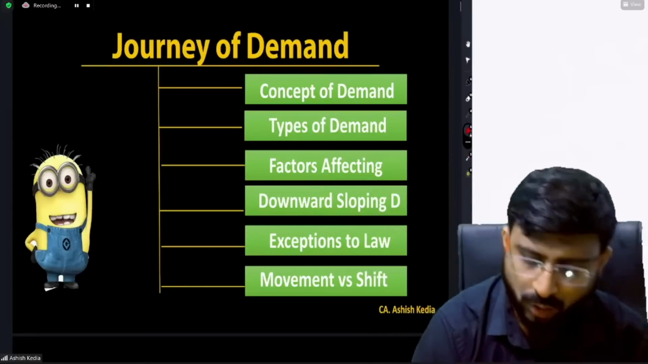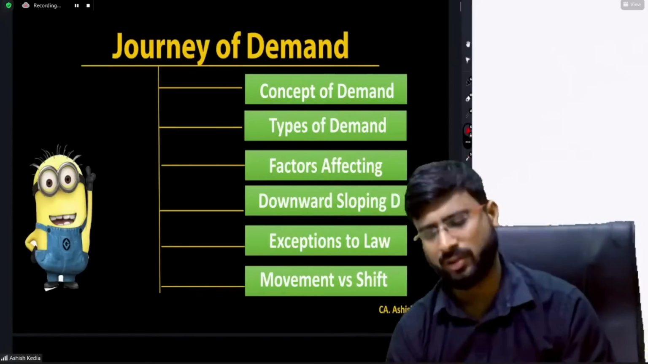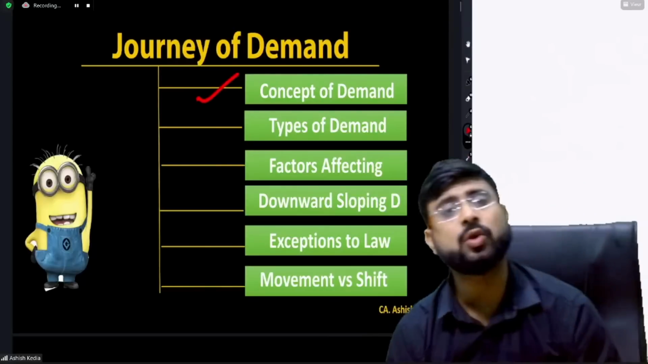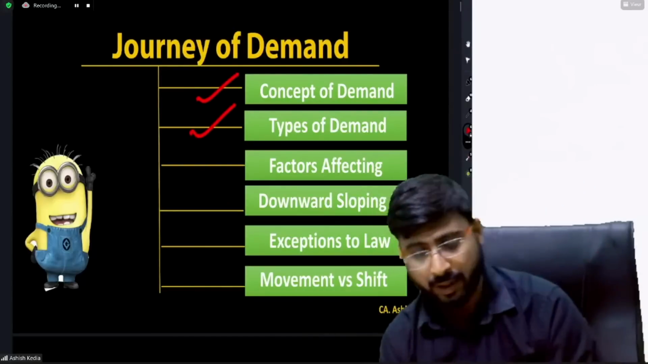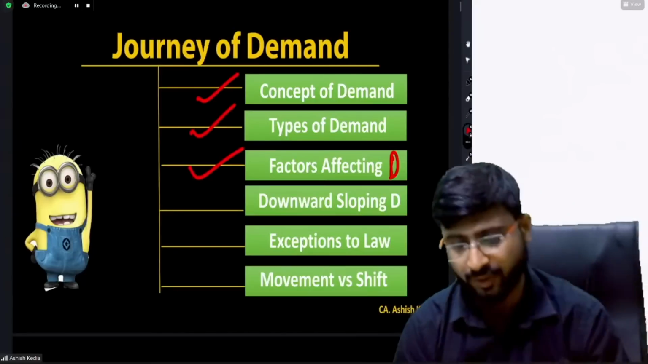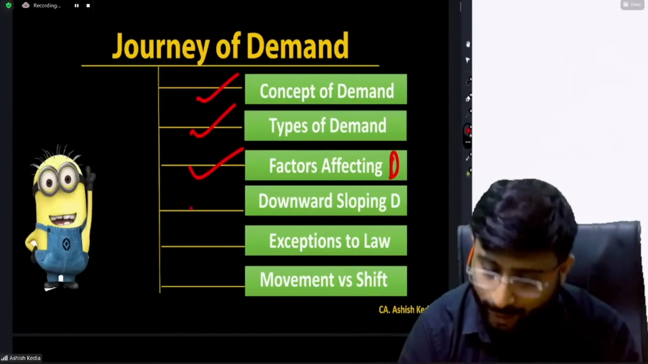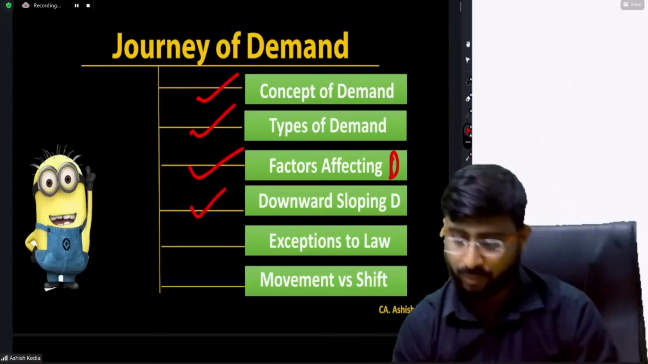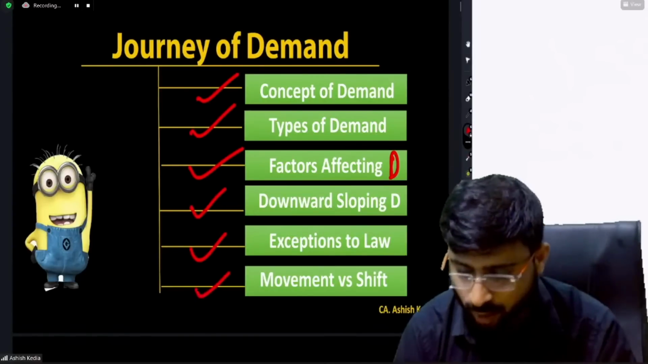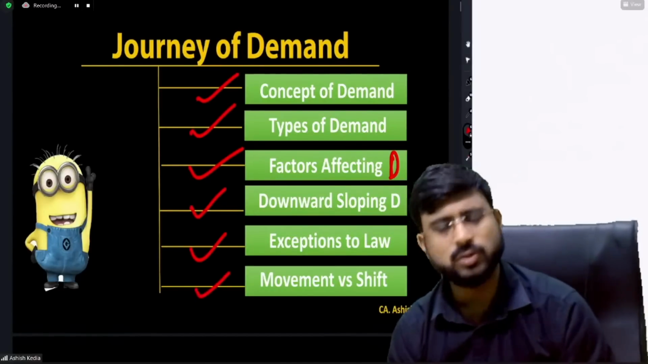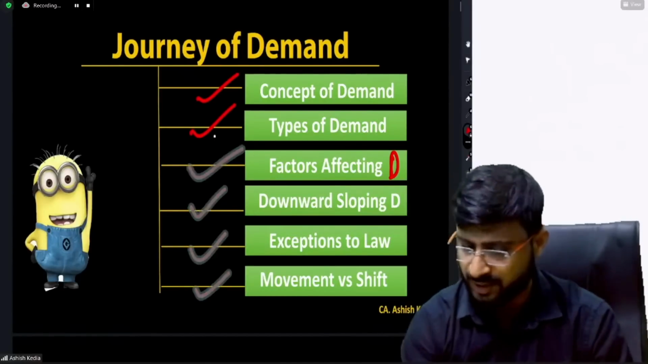Okay. So, what do we study in this topic, sir? First of all, we will complete the concept of demand, beyond which we will talk about different types of demand. We will talk about factors affecting demand. We will talk about why demand curve is downward sloping. We will talk about exceptions to the law of demand. Along with that, we will talk about movement versus shift. So these are the topics that we will have to complete in demand.